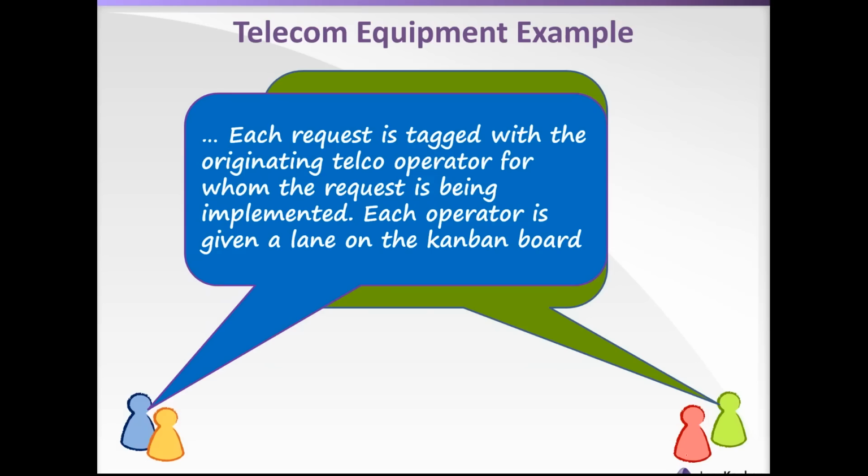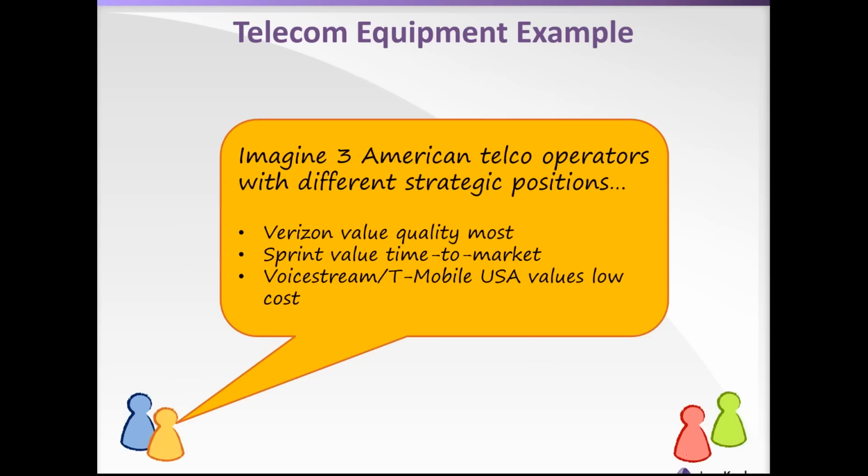But interestingly, the request would still be tagged with the name of the requesting telephone operator. And this is really quite useful information. If I look at my own experience from the telco sector in North America from over a decade ago, there were 6 main companies and 3 of them were Verizon, Sprint PCS and VoiceStream, or T-Mobile USA as it became. And they had different strategic plans, different strategic positions. Verizon valued quality more than anything because they had the best network, the best coverage, the lowest dropped calls. Sprint valued time to market because they were the innovator in the market. They brought the newest handsets with the newest features to market fastest. While VoiceStream, or T-Mobile, they valued low cost because they were the cost leader in the market. They offered the lowest priced plans.